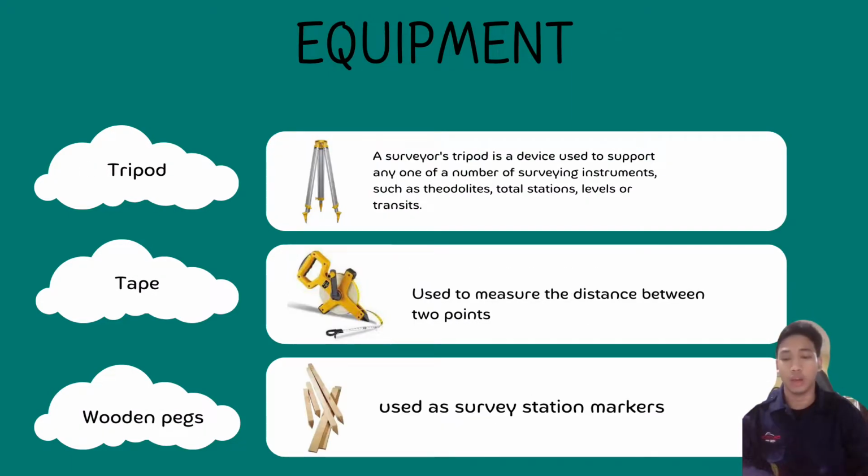So for the next equipment is tripod. Tripod is a device used to support any of a number of surveying instruments such as theodolite, total station and levels or transit. Okay, so next is tape. It is used to measure the distance between 2 points. And for the last one, we have wooden pegs. It is used as a survey station marker.